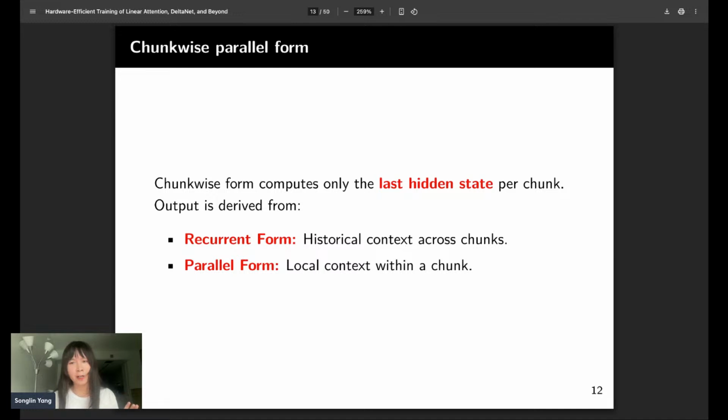So for historical context, since we already encode all of the historical information into the chunk level hidden state, we can leverage this recurrent form to compute the output contributed from the previous context. And for the local context, since we do not have the recurrent state, we can resort to the parallel form to directly compute the output contributed by the local chunk's context. This is the high-level idea of Chunkwise form.